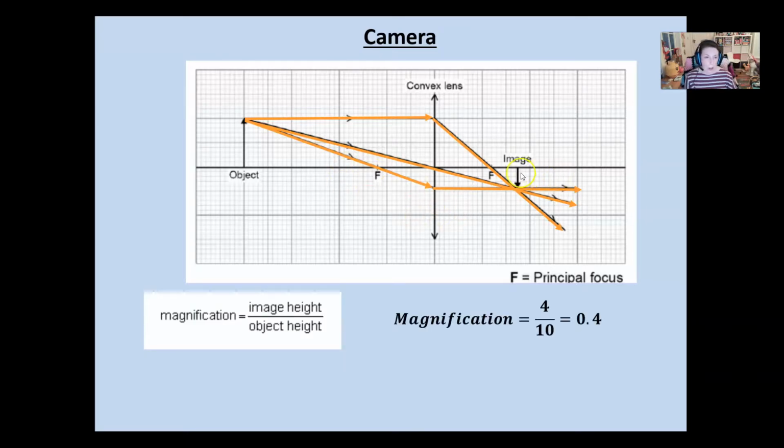We do the image height, 1, 2, 3, 4 squares, divided by the object height, which is 10 squares. So 4 divided by 10 is 0.4. So it's 0.4 times as big. We know it's inverted because the line is going down, so it's inverted. And we know it's real because the rays are really crossing at that. You can call it smaller, diminished means smaller.